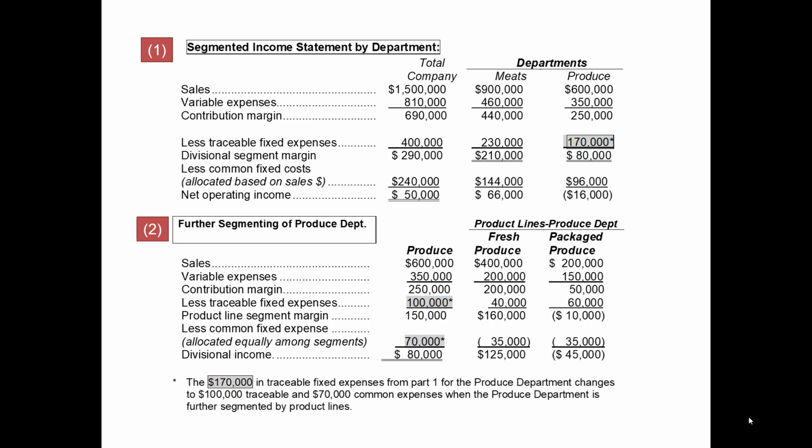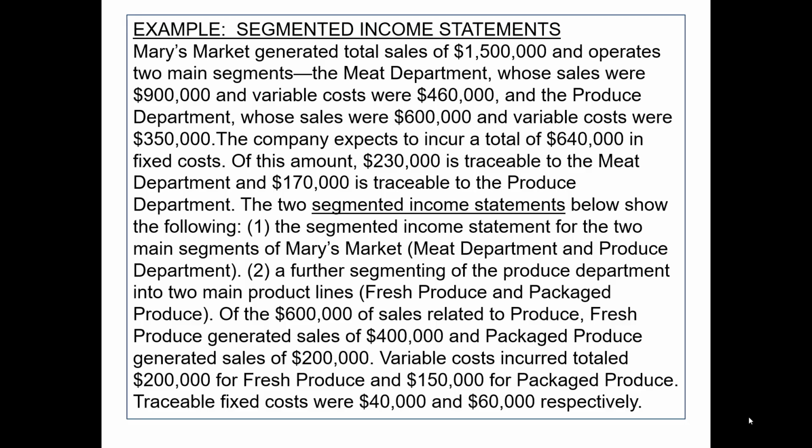All right, with that, let's look at each of these individually. Now, it is important that, with this much information, you identify what is relevant to each of those income statements. And you'll note that the first part of the information relates to the initial segmenting into meat and produce, and the latter part relates to the further segmenting of the produce department. Let's look at each of these in turn.